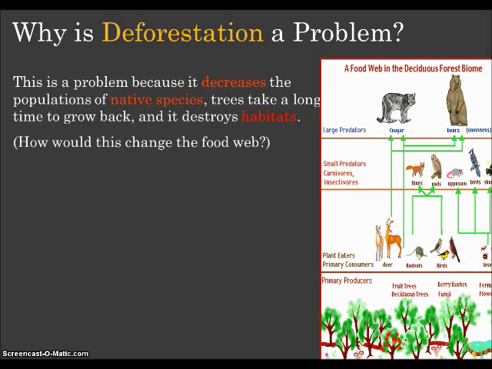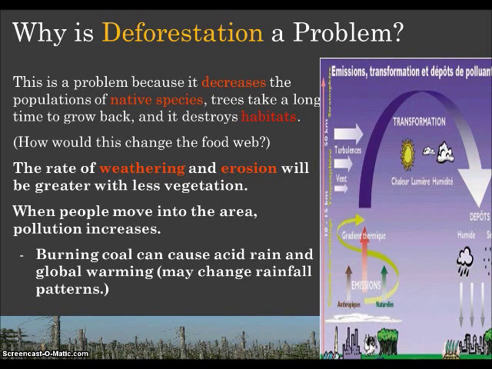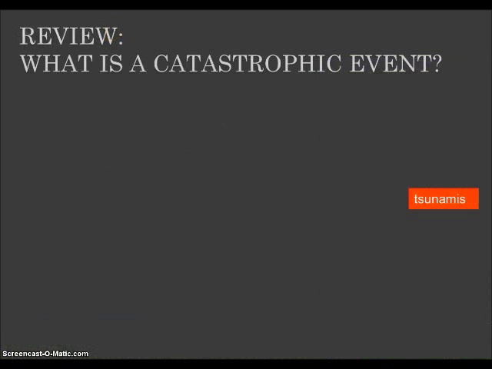Let's take a look at how this is going to change the food web. If we're destroying the native species and the habitats are destroyed, what difference is that going to make to the food web? The rate of weathering and erosion will be greater with less vegetation. Yeah, if there's nothing there to hold it down, the wind's just going to wash it away, or the rain's going to wash it away. When people move into the area, the pollution increases. All of the equipment and machinery and cars that we use. The burning coal can cause acid rain and global warming, and it could change rainfall patterns.